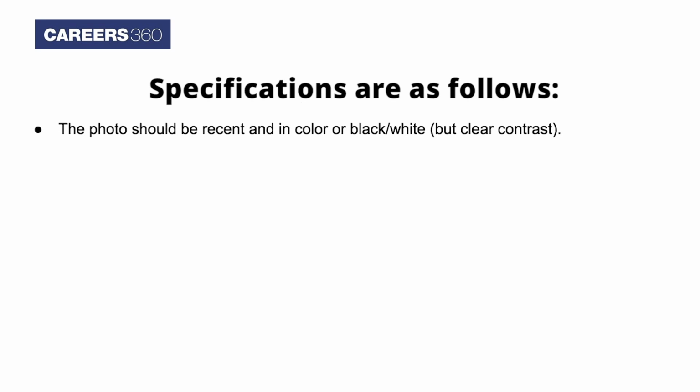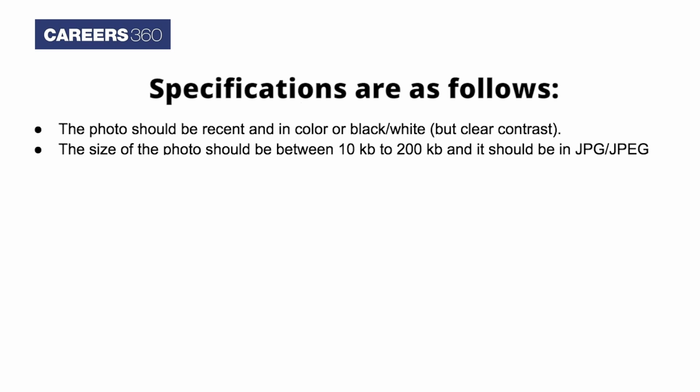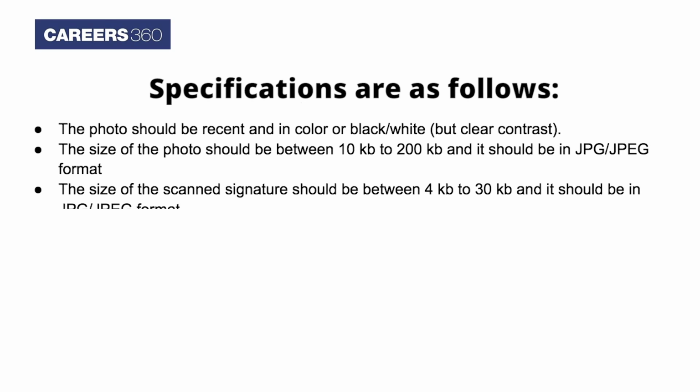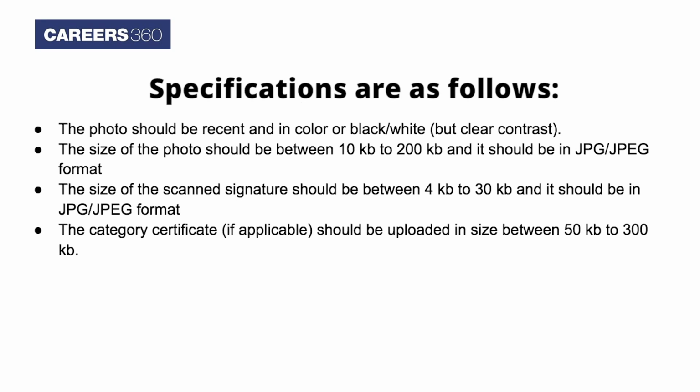The photo should be recent and in black or white color background. The size of the photo should be between 10 KB to 200 KB and it should be in JPG or JPEG format. The size of the scanned signature should be between 4 KB to 30 KB and it should be in JPG or JPEG format. The category certificate, if applicable, should be uploaded in size between 50 KB to 300 KB.